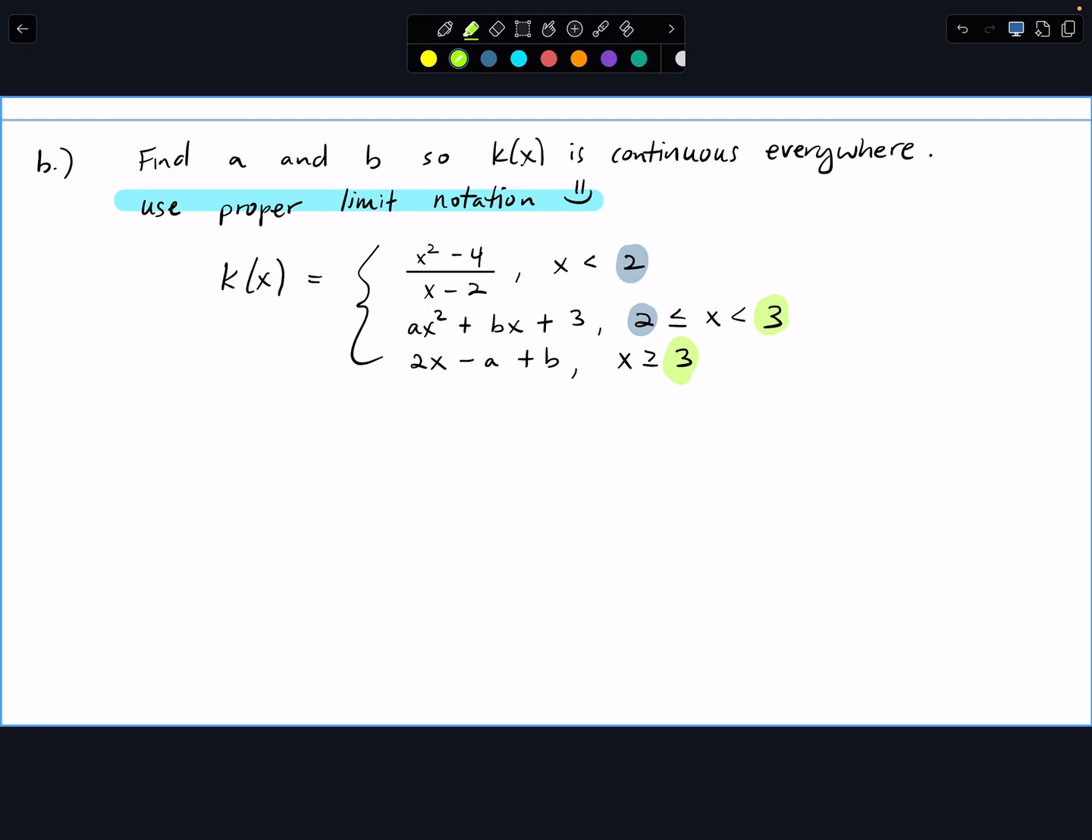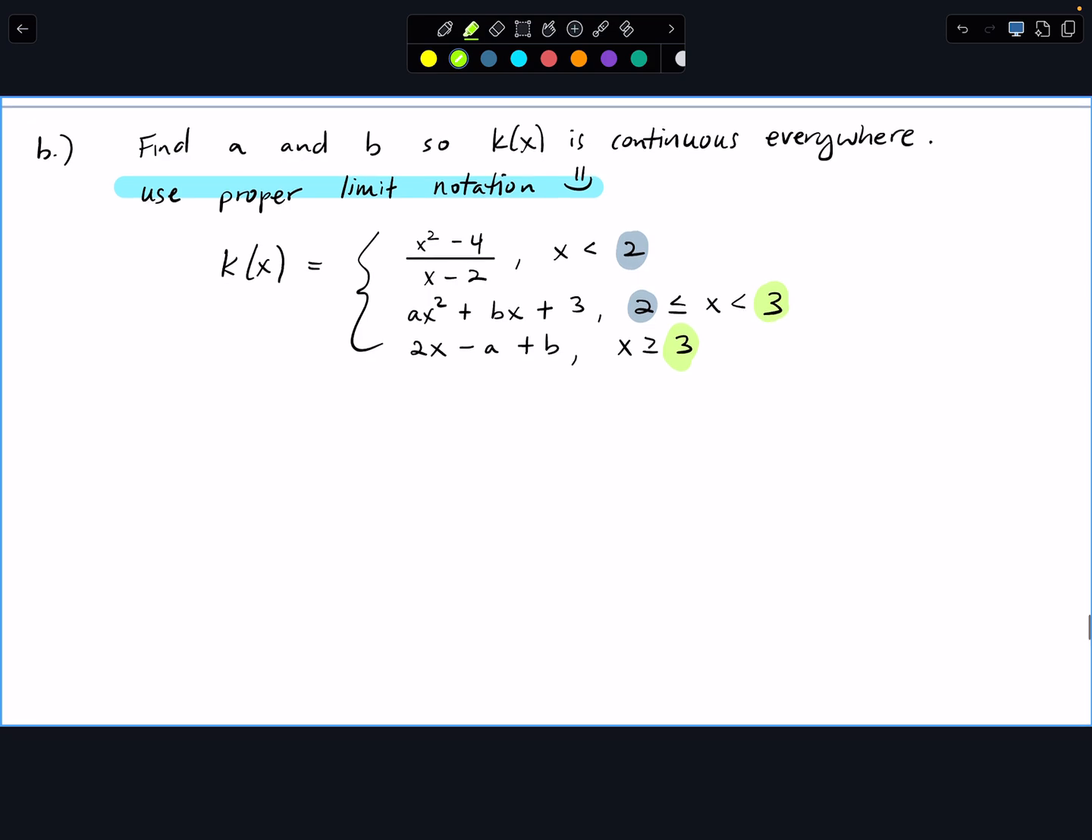Okay, so if it's continuous, what do we know about the limits? They should be the same. So we have to show that the left-sided limit is equal to the right-sided limit when x is equal to 2. And we also must show that the limit from the left at 3 is equal to the limit from the right at 3. You guys follow me? So I have to do 4 limits before I could even find A and B. So watch. You guys ready?